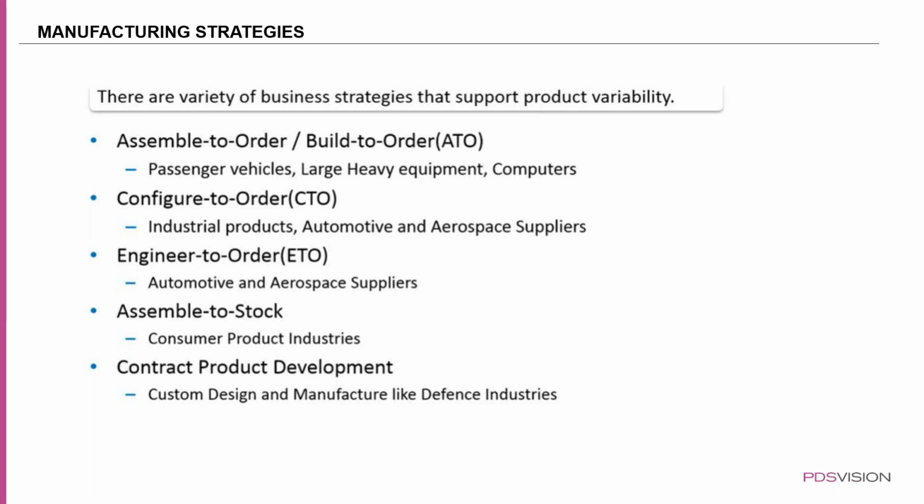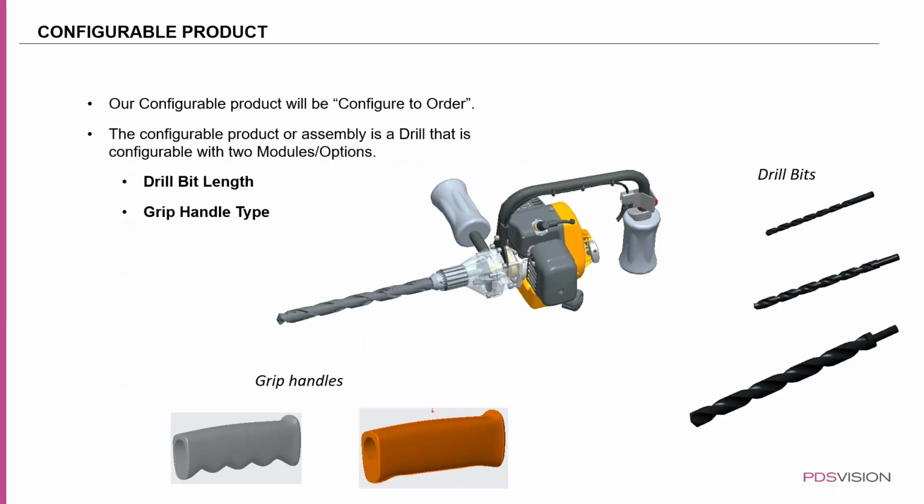As I said, the one that we will definitely be looking at in today's webinar is configure to order. In our exercise, we will be working on a drill. The configurable modules that we will be using on this drill are the drill bit length, so you'd have different drill bit lengths available to pick from, and the grip handle type, so what type of grip handle you want to use. Then we'll configure your product to allow a person to configure based on those two options.